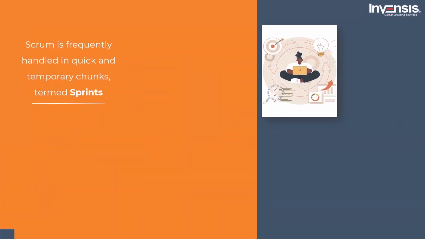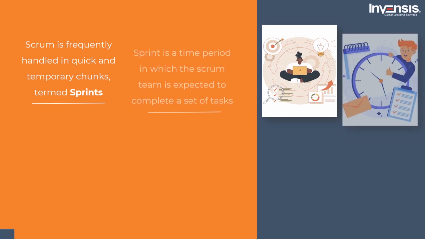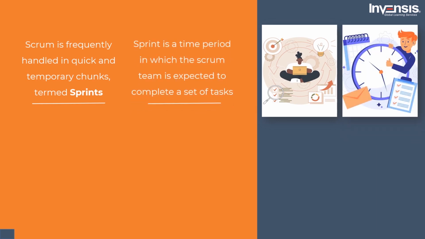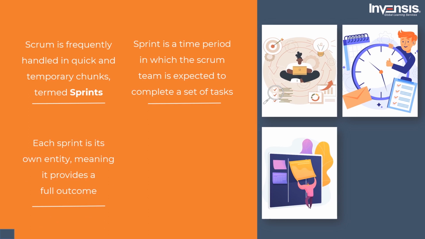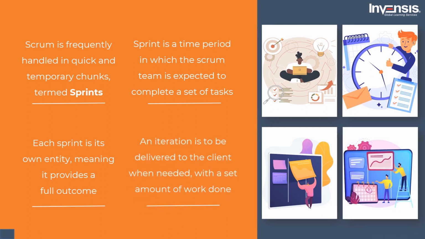Now, Scrum is frequently handled in quick and temporary chunks, termed sprints. Sprint is a time period which usually spans from anywhere about 2 to 4 weeks, in which the Scrum team is expected to complete a set of tasks. Each final product update is completed in one sprint and released as one iteration. Each sprint is its own entity, meaning it provides a full outcome. An iteration or variant of the final product is to be delivered to the client when needed, with a set amount of work done. So, I guess you have some idea about Sprint and Scrum.